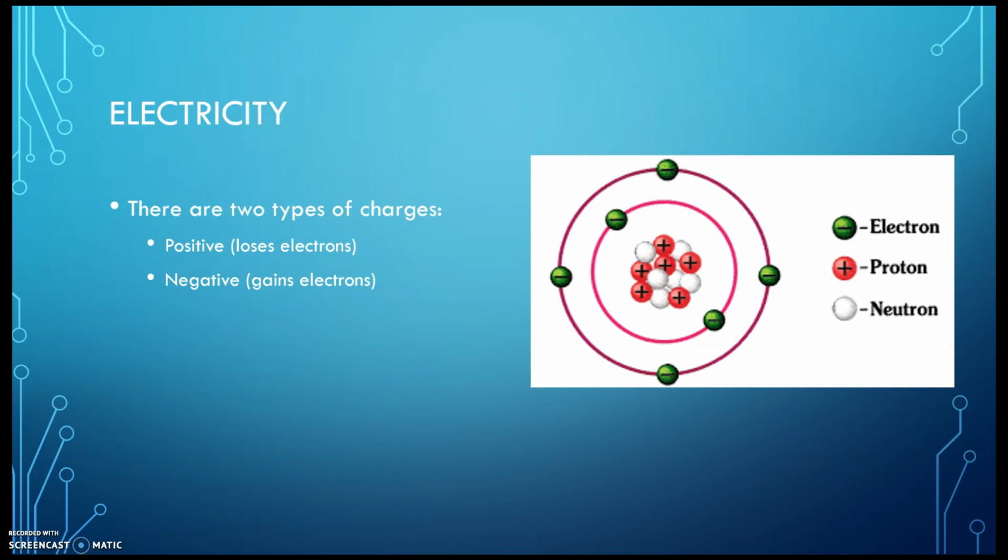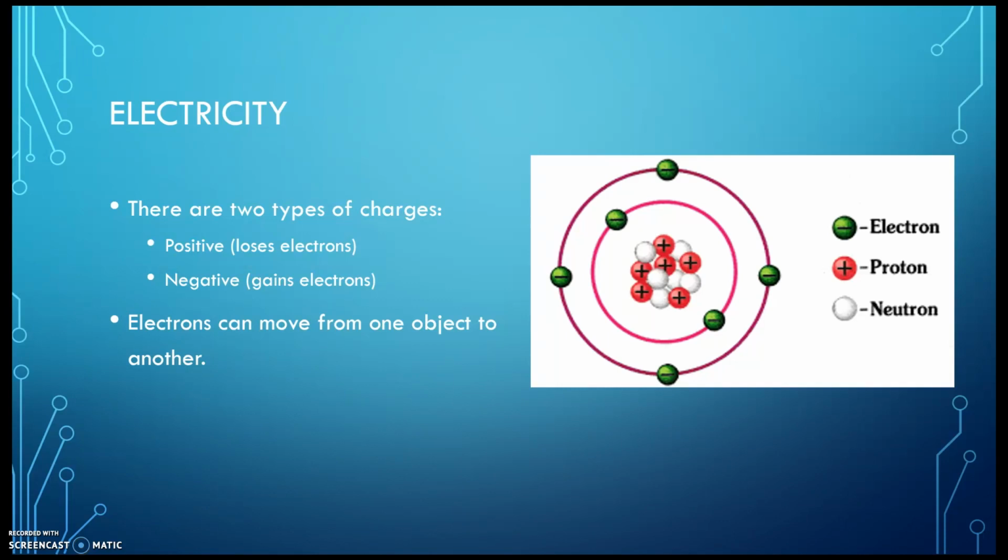So if you remember from last year, atoms are made up of three molecules. The nucleus in the middle is made up of the positively charged protons, shown in red, and the neutral neutrons, shown in white. Flying out around there are the negatively charged electrons. Those electrons can move or be transferred from one object to another.